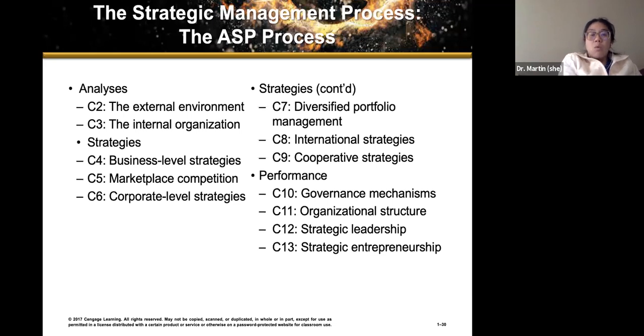Okay. So when we're looking at analysis, we need to look at the external environment and the internal environment. Then, when we're looking at strategies, what are you doing at a business level? What are you doing to create marketplace competition? What are your corporate level strategies? How do you diversify your portfolio management? What are your international strategies? What are your cooperative strategies? And then in performance, your governance mechanisms, your organizational structure, your strategic leadership, and how are you being entrepreneurial within your organization? What's your strategic entrepreneurship?